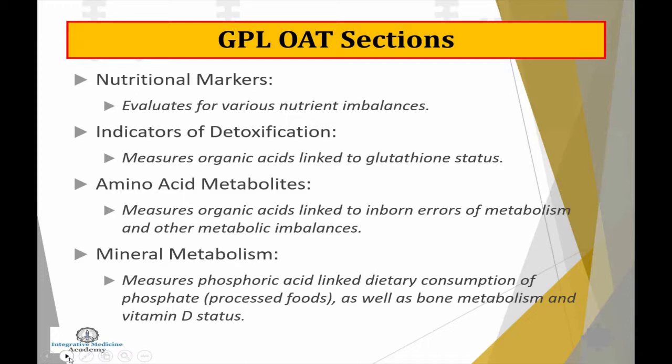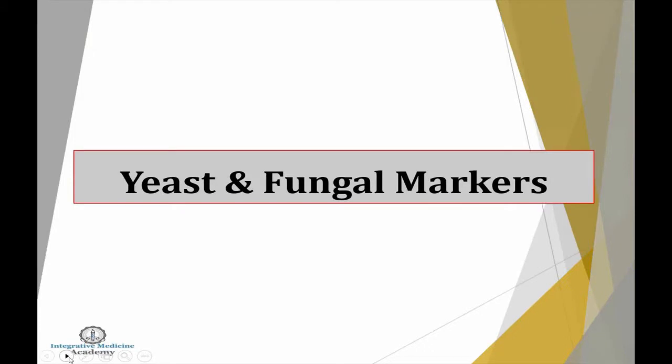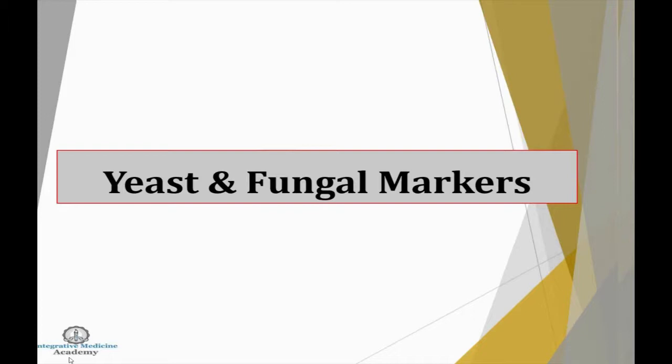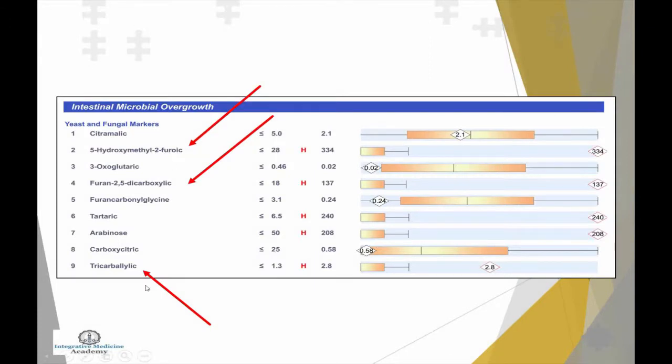So let's look at a few things related to yeast and fungal markers. Now, you probably heard me in the past talk a lot about arabinose linked to invasive candida or tartaric acid, many times being linked to invasive candida. So I'm going to skip that for now because I've talked about that in other webinars. Let's focus on these three things, 2, 4, and 9. Okay, 2 and 4 are specific for mold exposure, mold essentially colonizing the gut. So particularly Aspergillus mold. And then number 9 is called tricarballylic, which is linked to a fungus found in corn.